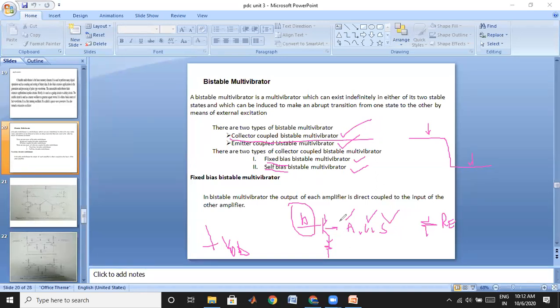We are not providing any extra voltage source as in the fixed bias. This is the major difference between fixed bias and self bias systems. Fixed bias means we are providing a fixed voltage for the transistor to operate in any one region, that may be the active region, depending upon the voltage levels we are applying.